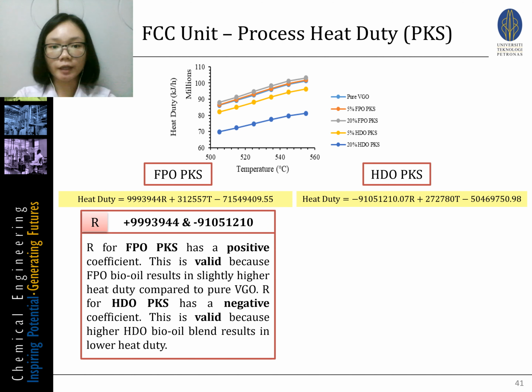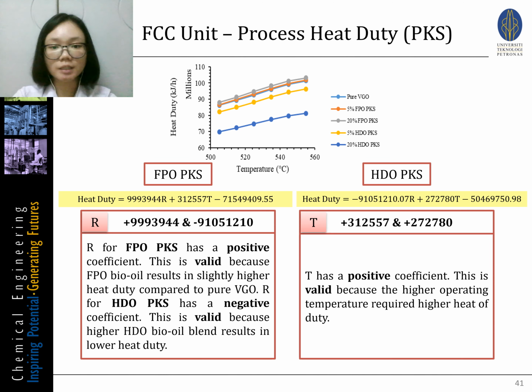Here the FPO PKS has a positive coefficient of R, and it is valid because FPO barrel oil requires slightly higher duty compared to the pure VGO. R for the HTO PKS, on the other hand, has a negative coefficient, meaning that higher barrel oil blend results in lower heat duty. And for T, it has a positive coefficient, and it is valid since higher operating temperature means higher heat duty.